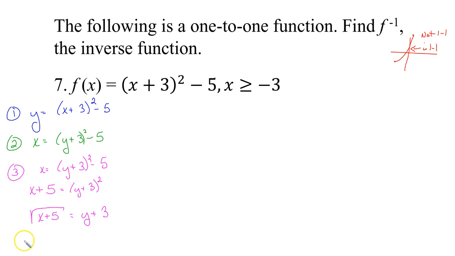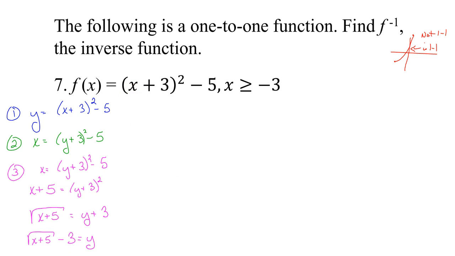To continue solving for y, I have the square root of x plus 5. Notice my square root ends after the 5, and then I'm going to subtract 3 from both sides. And so this is my new inverse function. We'll rewrite it in just a second. What I do want you to make sure you note is that I cannot collect together this 5 and this negative 3, because this 5 is underneath the square root, and this 3 is outside the square root.